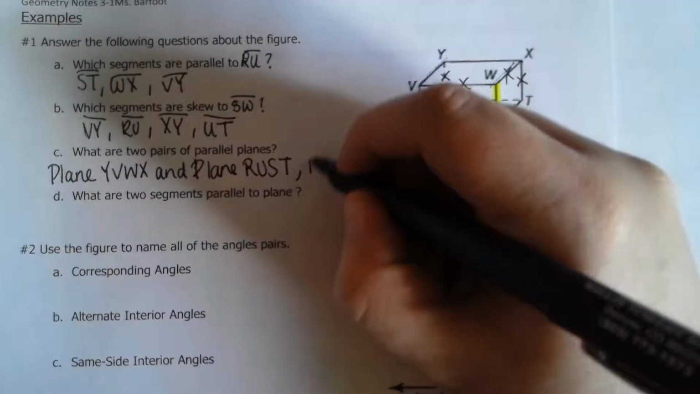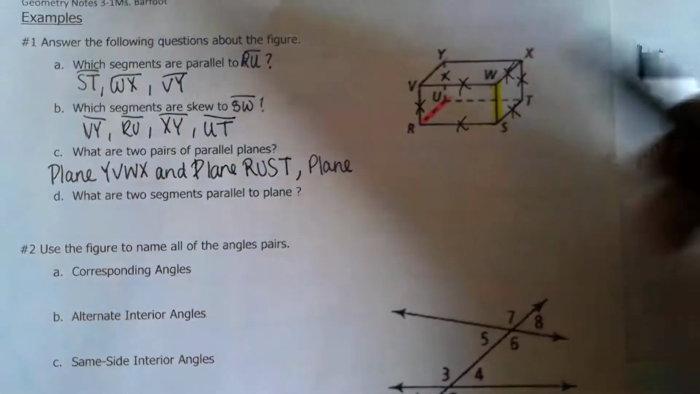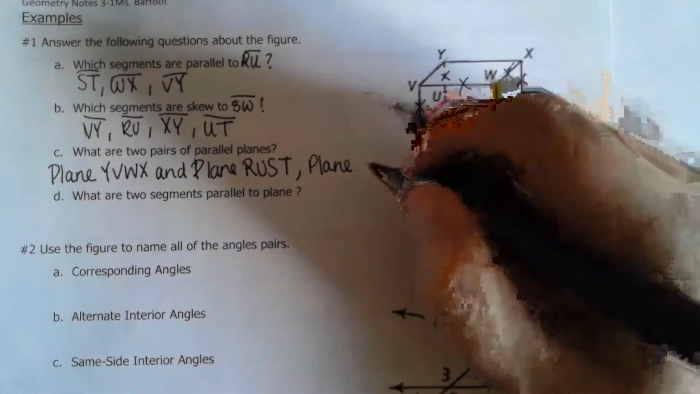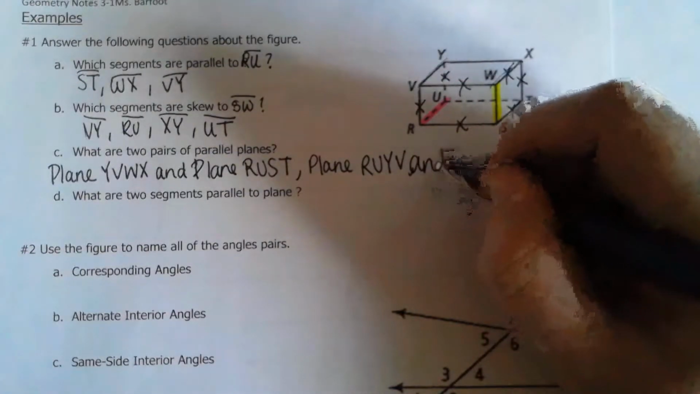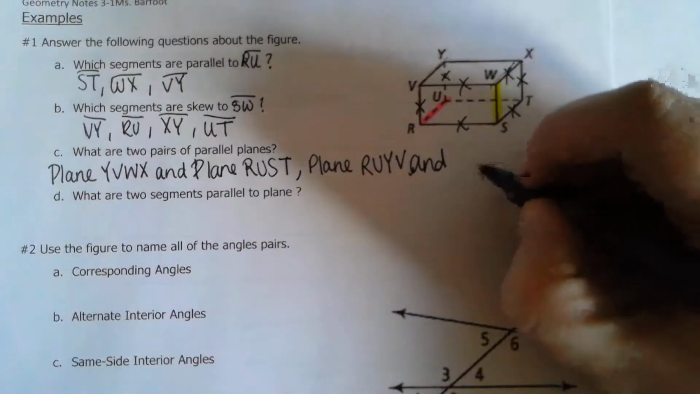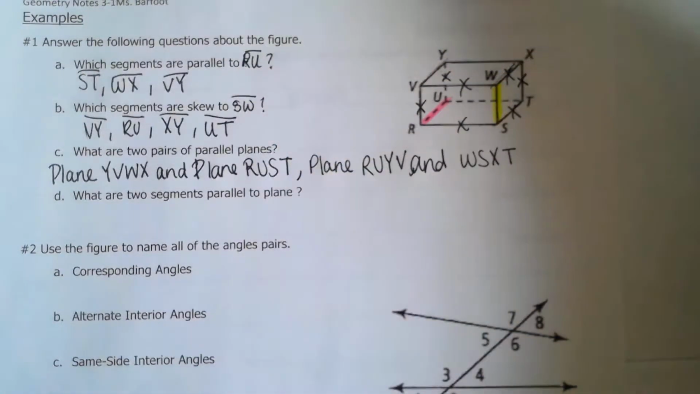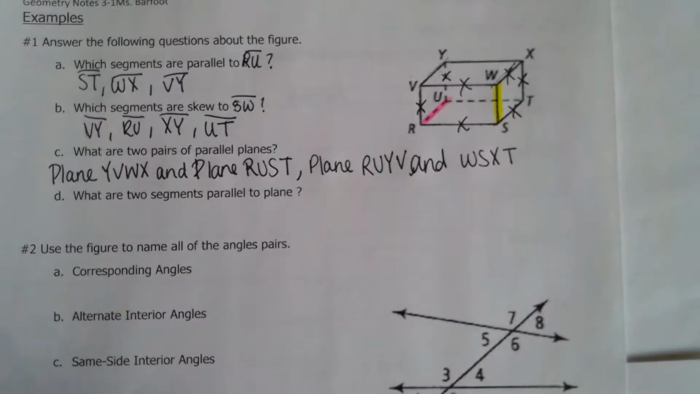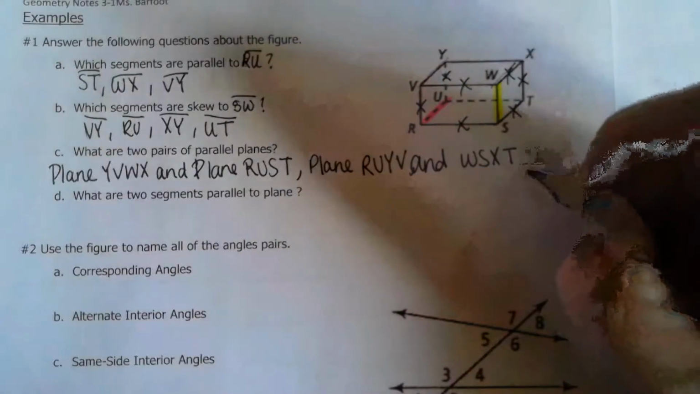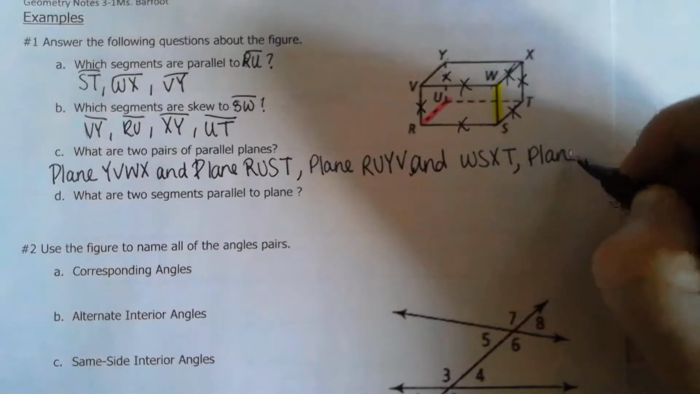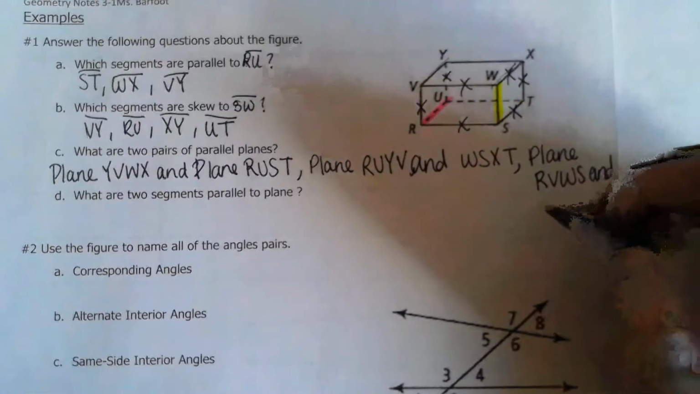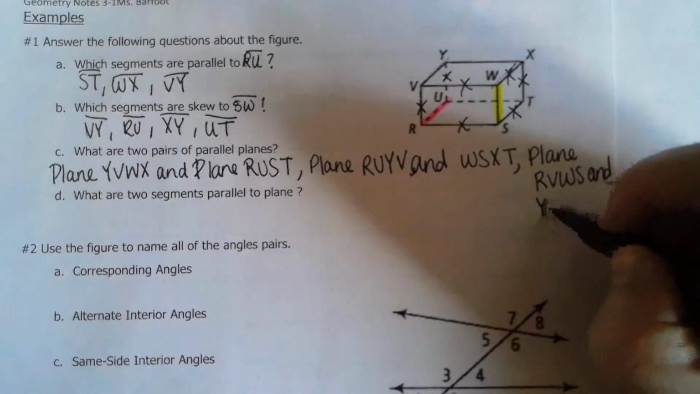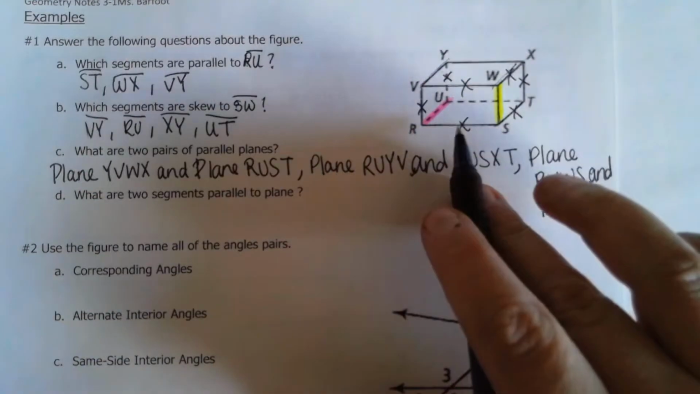Another one would be if I looked at the left and right side, such as RUYV and the right side, WSXT. Now you only have to write 2 pairs of planes down, but if you wanted the third, it would be plane RVWS and YUXT, the front and the back.